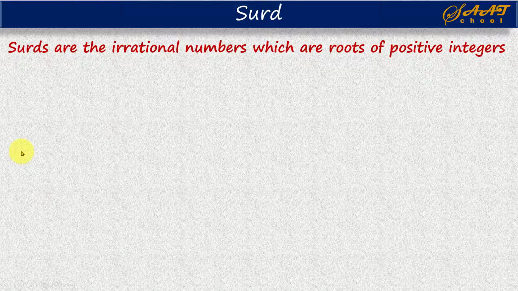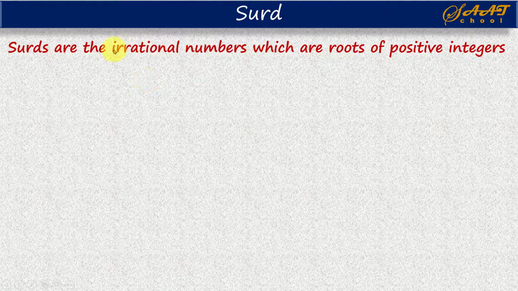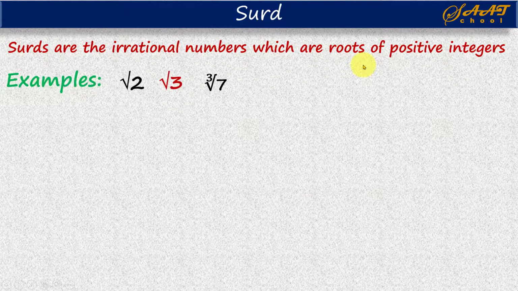Now, what is a surd? Surds are irrational numbers which are roots of positive integers. Remember these two: they are irrational numbers and they are roots of positive integers. So to be a surd, it should be an irrational number as well as the root of a positive integer. So these two properties. Now here are some examples.